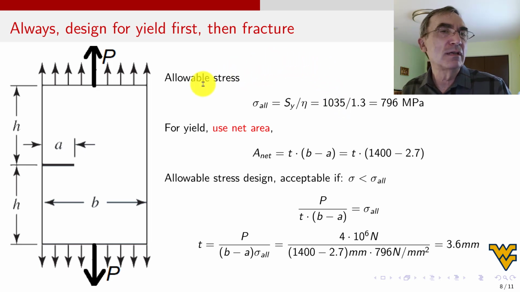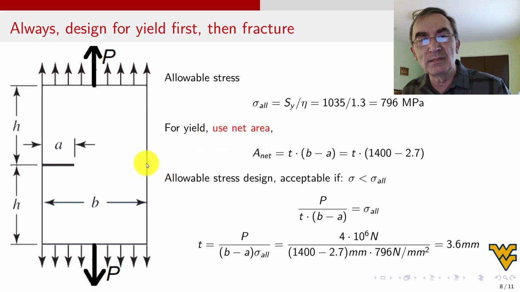All right, so armed with this knowledge, we proceed. Of course, for yield, we have to use net area. Remember from the previous example, the only area that remains is this, so I'm going to use that. But I don't know the thickness, so I cannot calculate yet. In allowable stress design, the design is acceptable if the stress is less than the allowable.